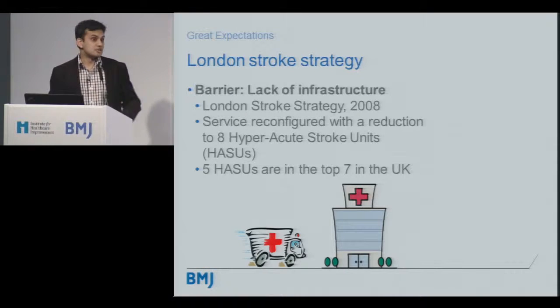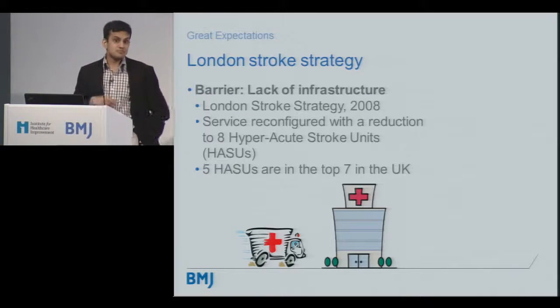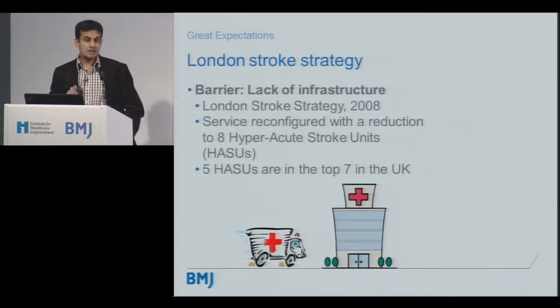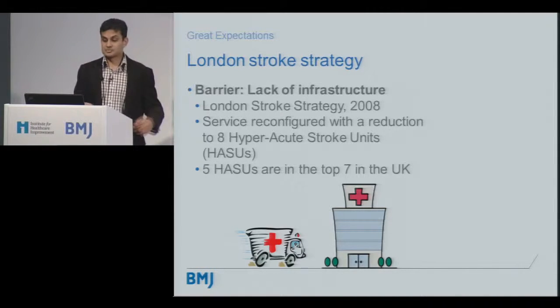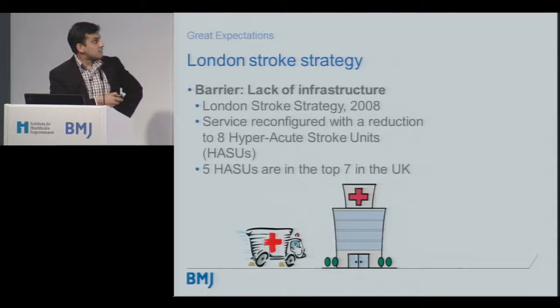The service was reconfigured completely. A lot of hospitals that did provide thrombolysis were told not to. And now we have 8 centres dotted all the way around London to try and cover everyone. Ambulances know to take people to one of these 8 centres, and there are clear pathways. Expertise is concentrated in those 8 centres now rather than being in every hospital. A lot of these centres are called hyperacute stroke units.